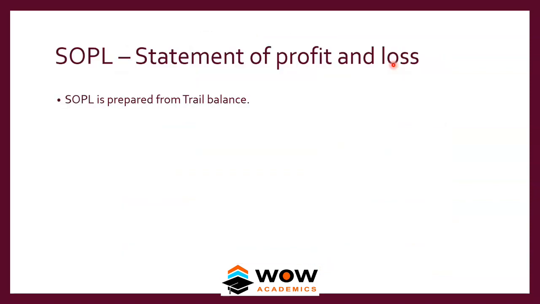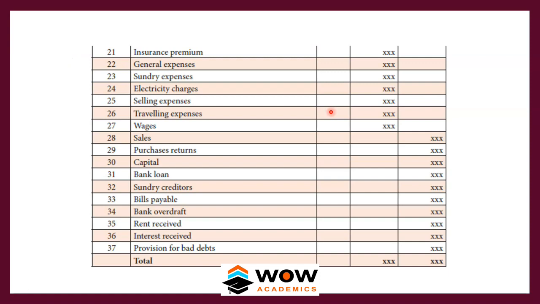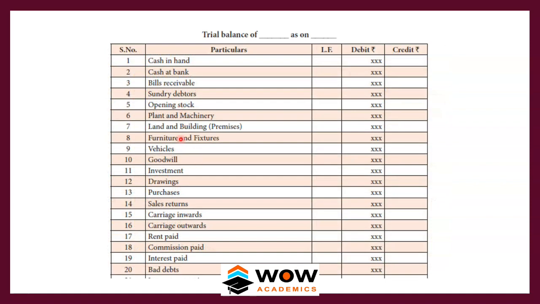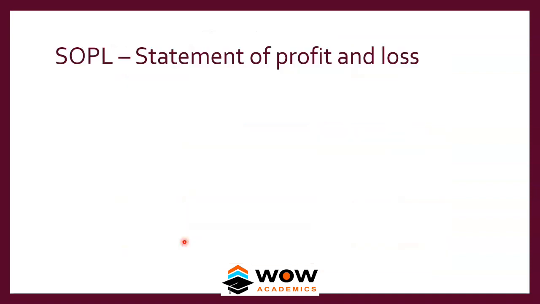We have seen SOPL already. SOPL is prepared based upon the trial balance numbers. So from where did we get the sales number? From where did we get the expense number? All these numbers are coming from the trial balance. We get the sales number from here, purchase returns number from here, purchase number from here, rent paid from here. So all the numbers which are available in SOPL are coming from trial balance, which is coming from ledger.